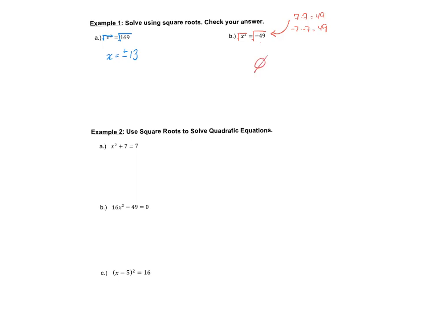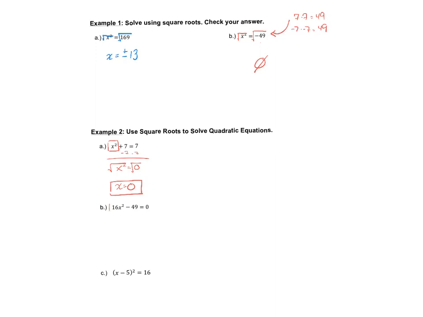Go down to example 2. Again, you have to isolate the x squared first, just like you would have to isolate an x. You can just pretend it's an x at first. So I would subtract 7 from both sides. I get x squared equals 0. Then I take the square root on both sides, and x is plus or minus 0, but 0 is not positive or negative, so in this case we just get to write 0.